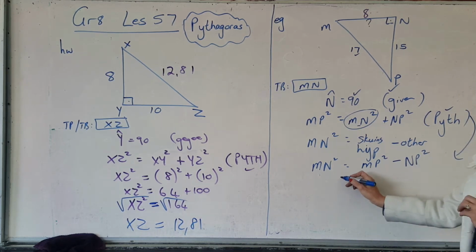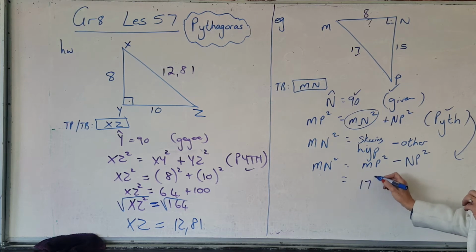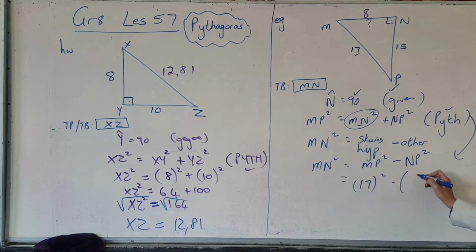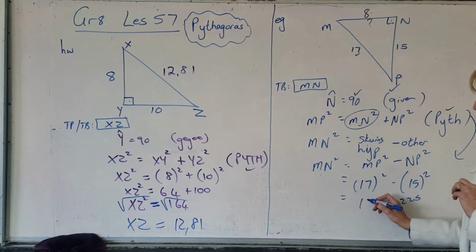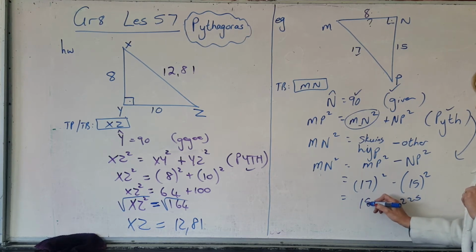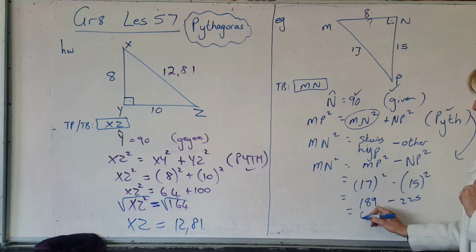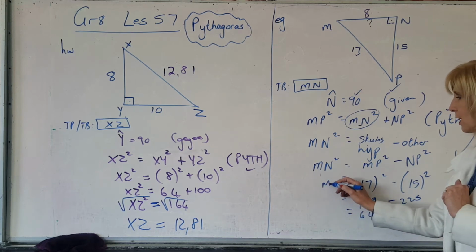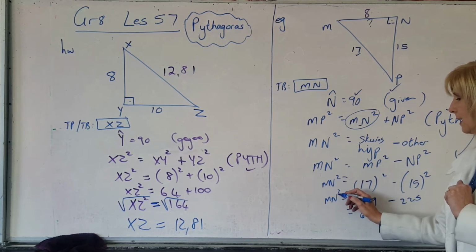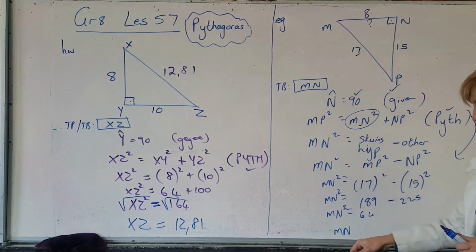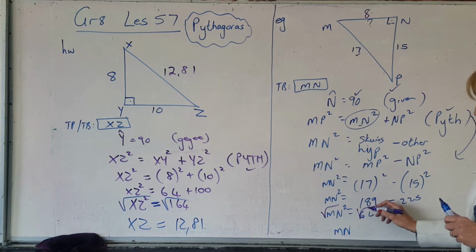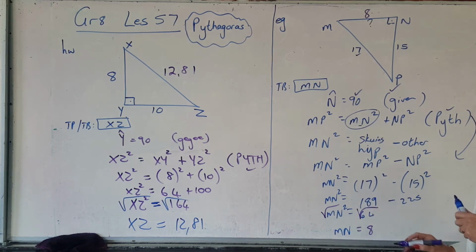Nou goed, as ek nou vervang vir NP kwadraat, dan gee dit vir my 17 se kwadraat, and NP squared gives me 15 squared. Please be careful, it's not minus squared, it's minus in between. So 225, and this is still going to be 189, and if you subtract, it's still going to be 64. So MN squared, again, wat ons nou nog gekry het, was 64, and our square root to get both sides alone, and the answer is still going to be 8.